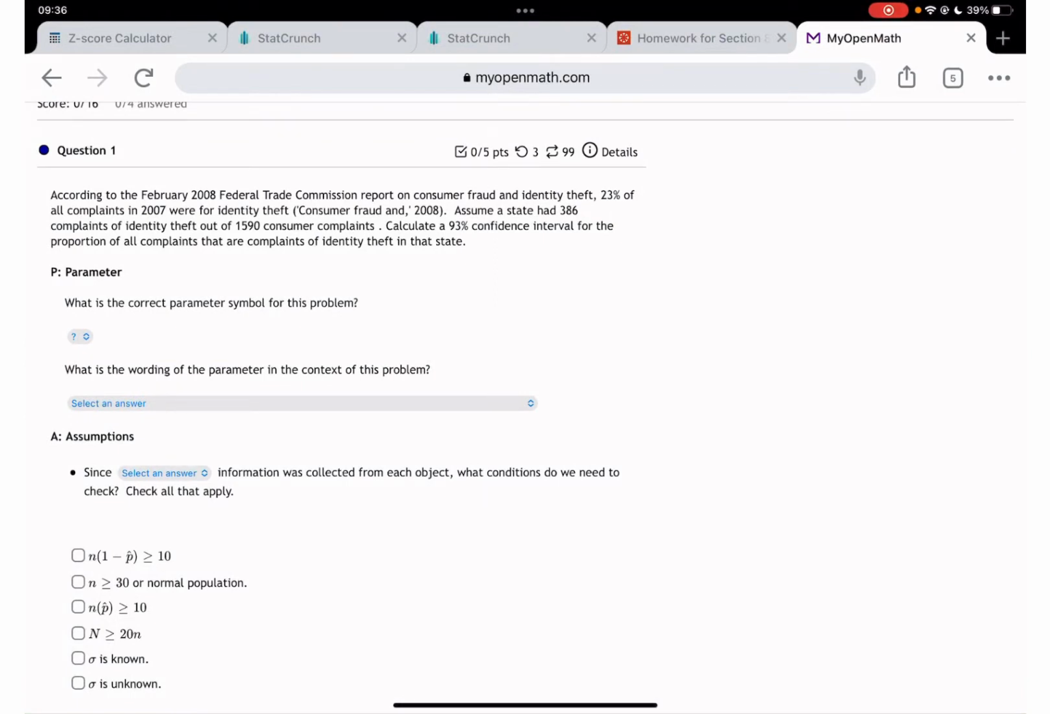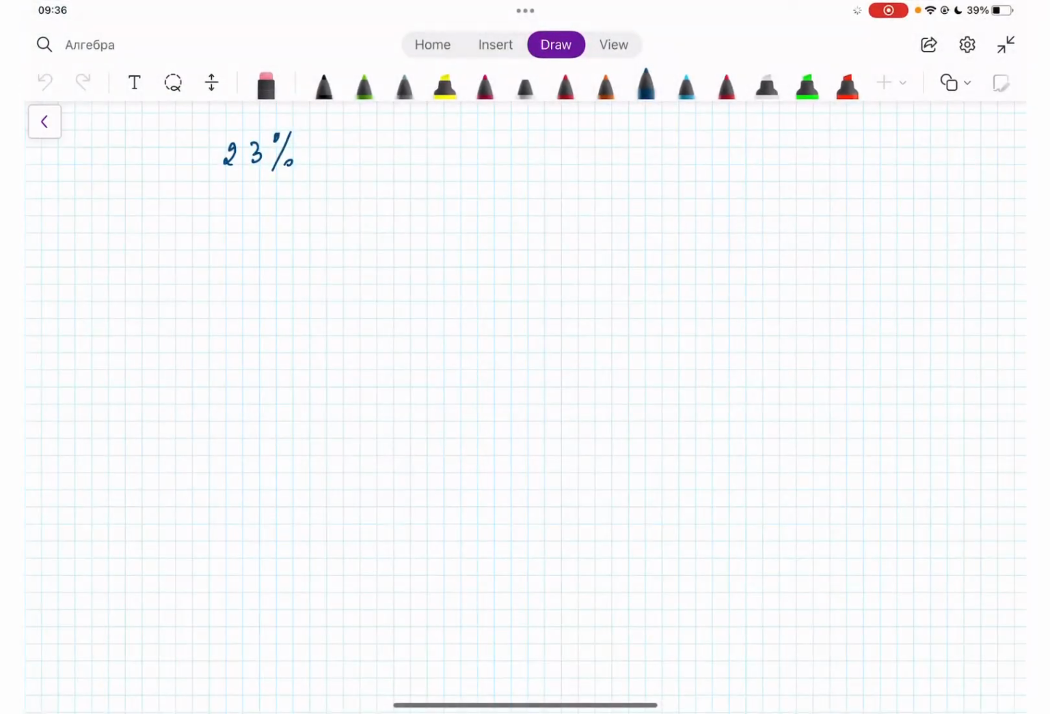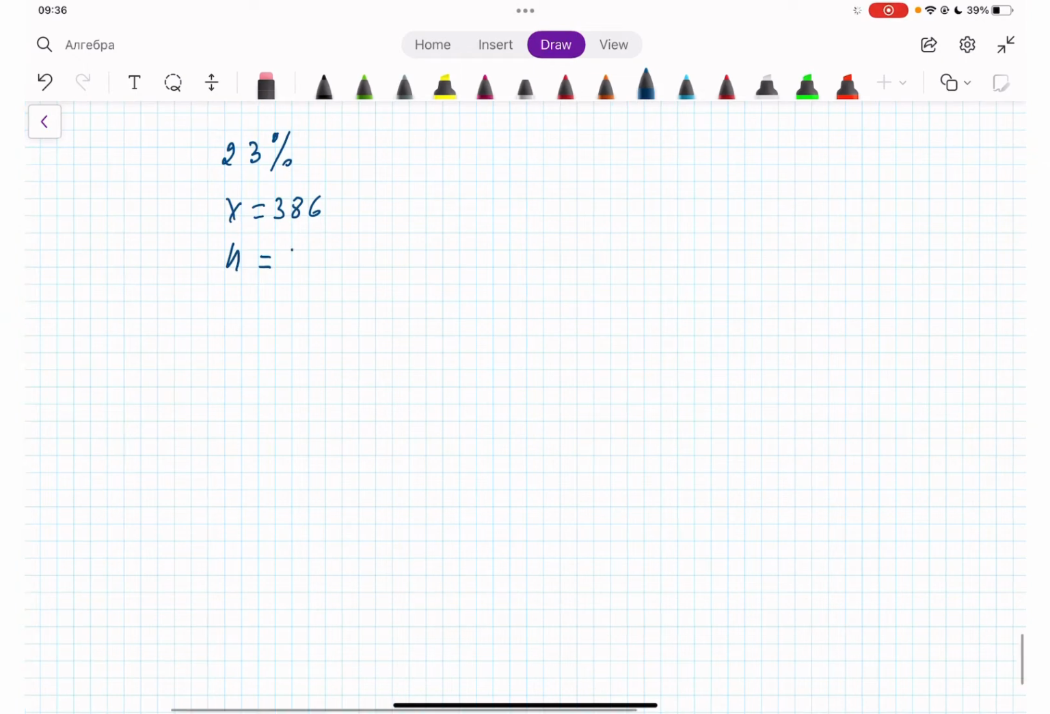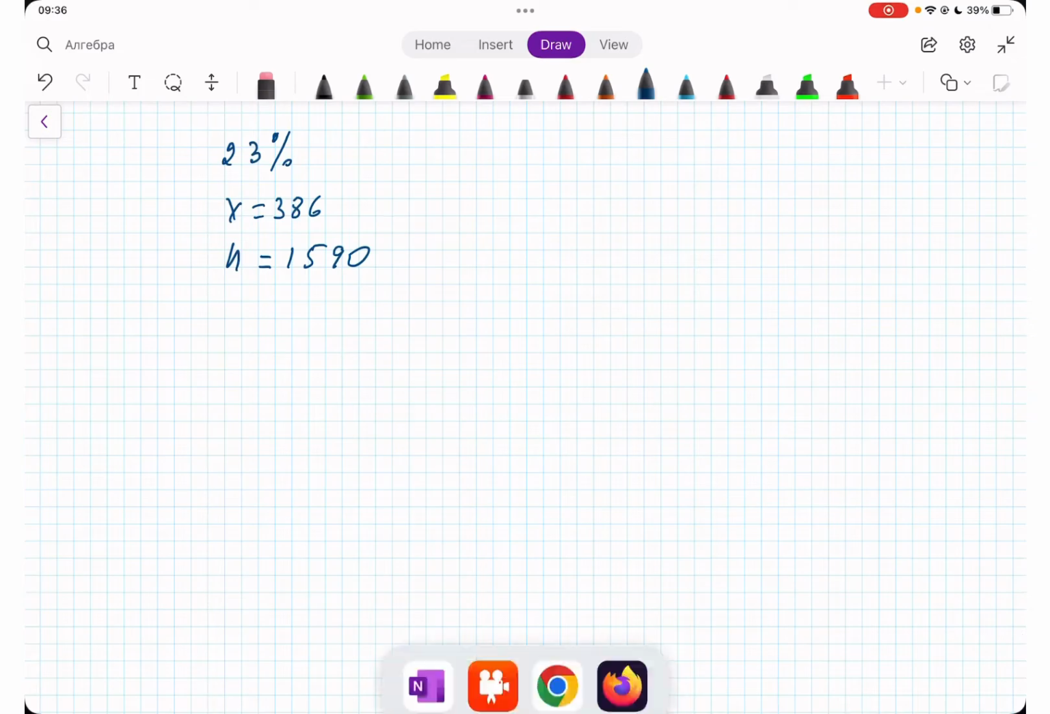Assume a state had 386 complaints of identity theft out of 1590. Okay, 386, which is going to be our X, out of N, 1590, right? I think it was, yeah. 1590, okay.